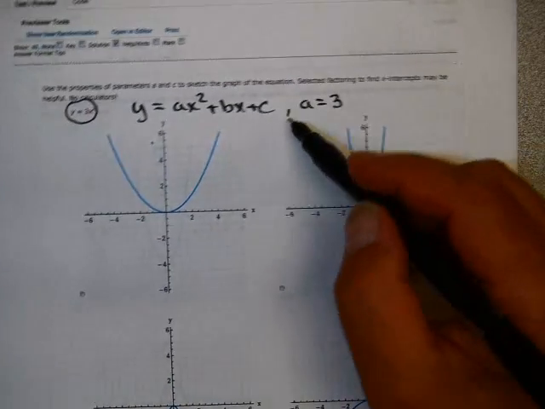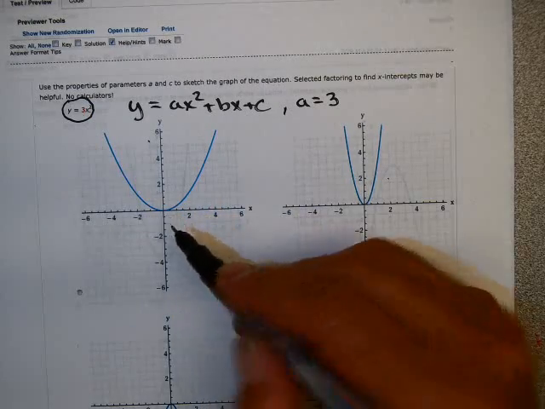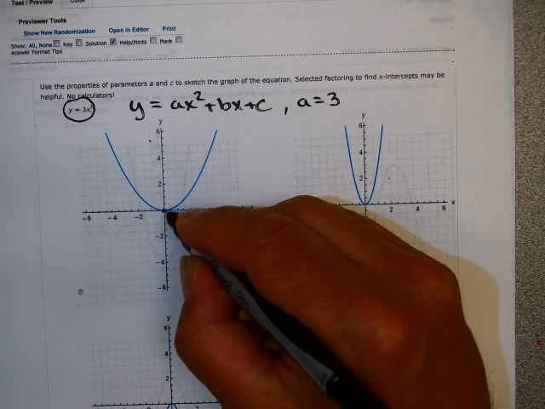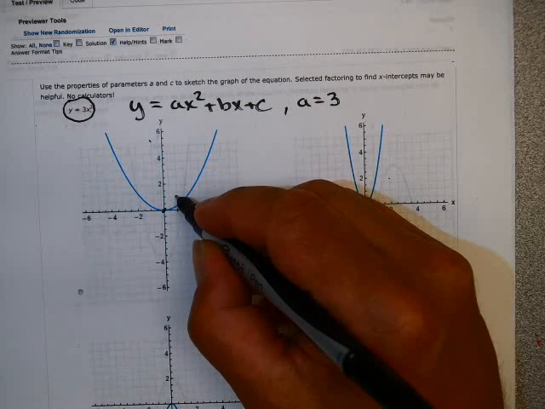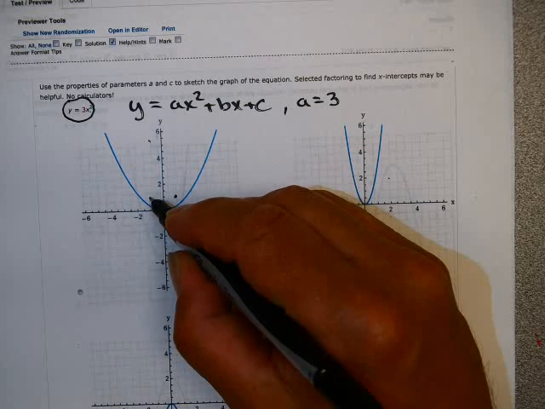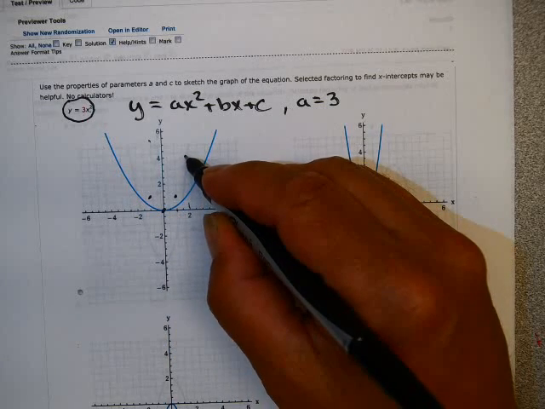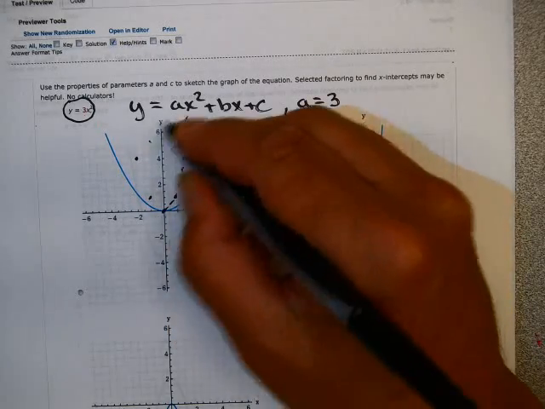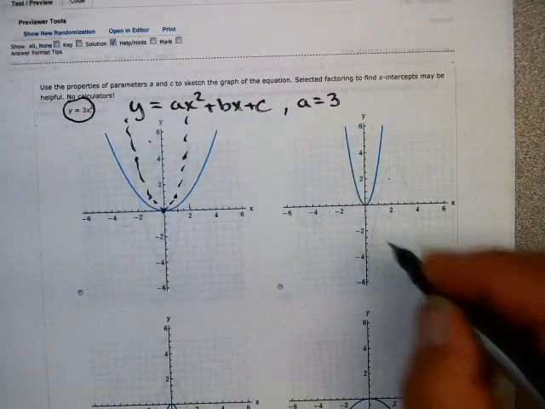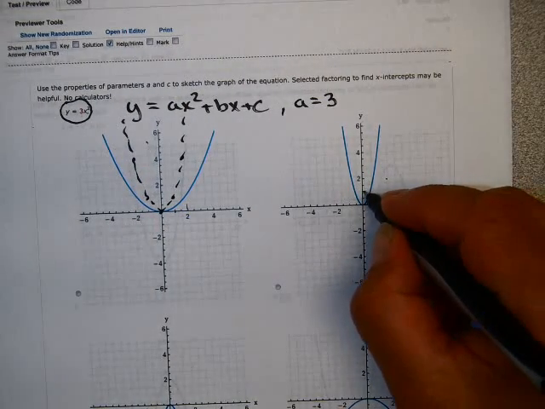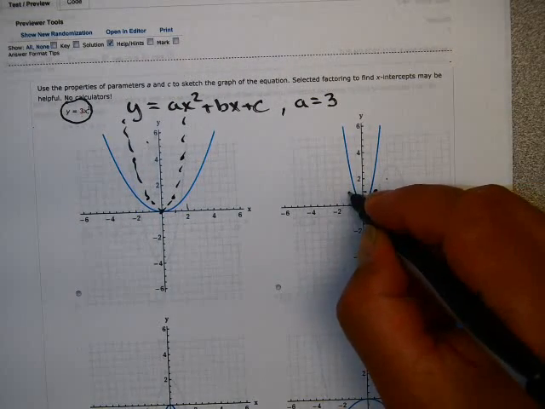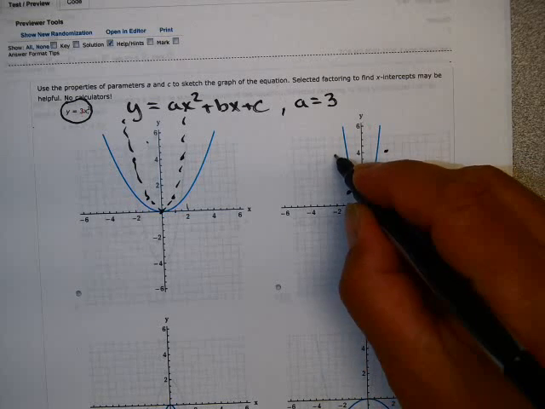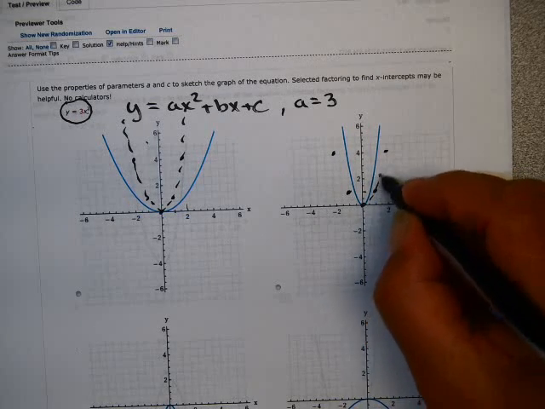Now, which of these would be 3 times x squared? Remember, regular x squared looks something like this. It goes through 0, 0, and then it goes through the point 1, 1, and negative 1, 1, and 2, 4, and negative 2, 4. So x squared looks something like what I've drawn dotted here. I'll draw that over here also for emphasis. 1, 1, negative 1, 1, 2, 4, and negative 2, 4, and goes through 0, 0.